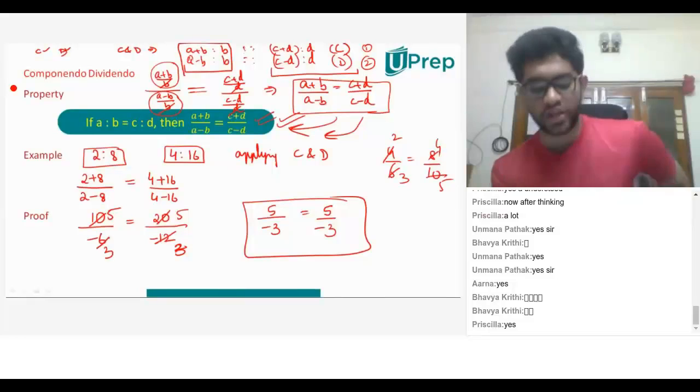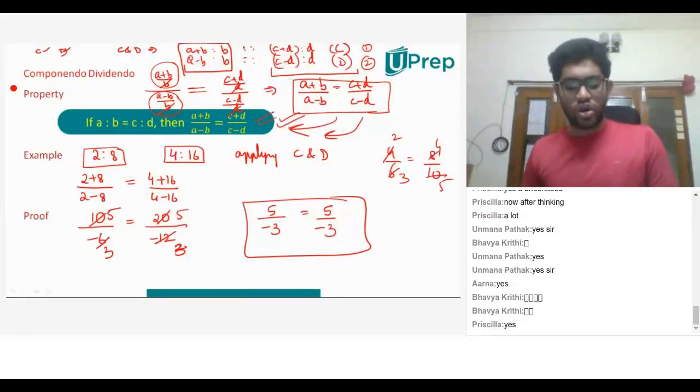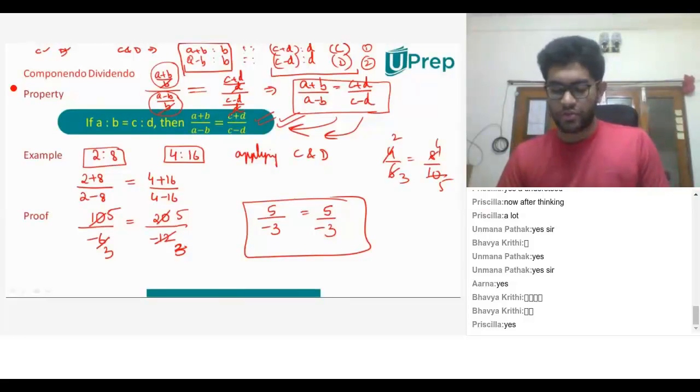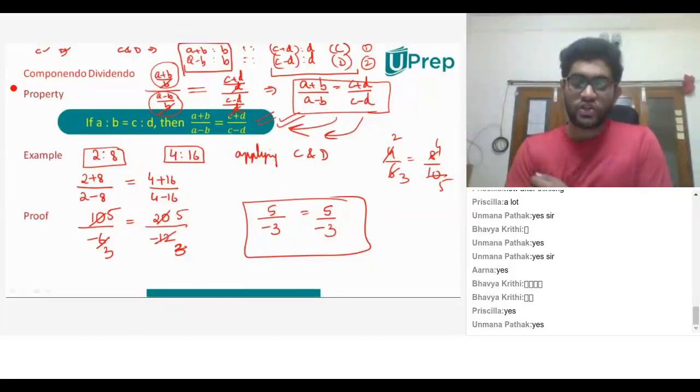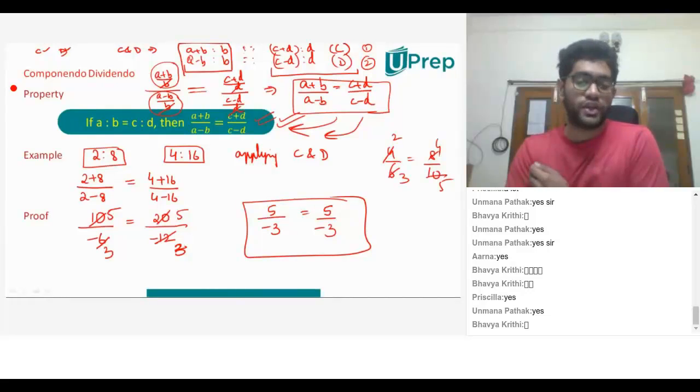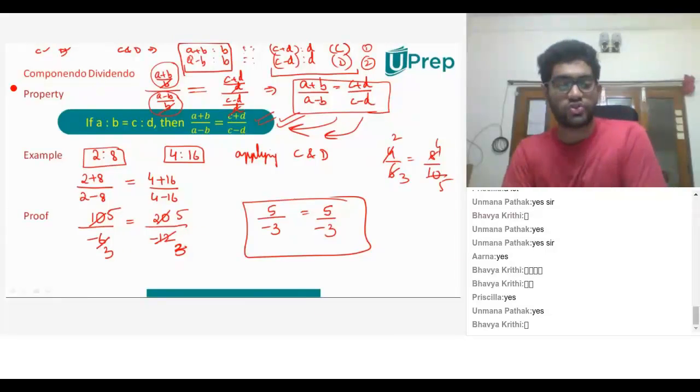Is everyone now clear with componendo and dividendo? Did it become easier when I took examples now? I took letters because I had to derive it for you guys, I had to prove it for you guys. There's no point memorizing the property because you'll probably forget it. You need to understand the logic so as to how you got it. Are we clear, guys?